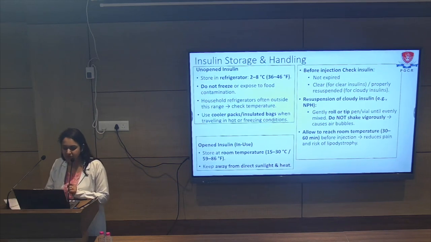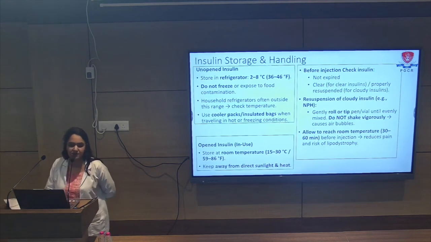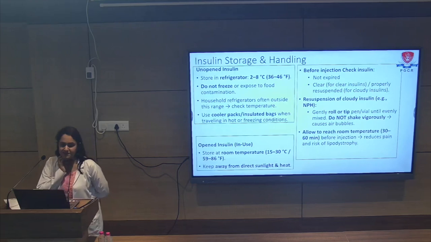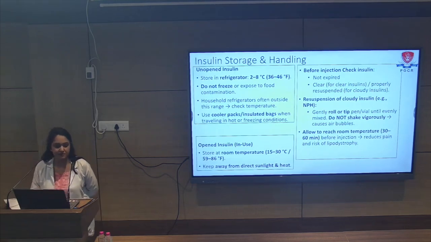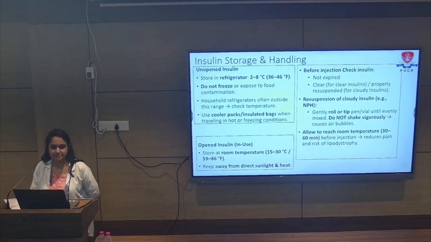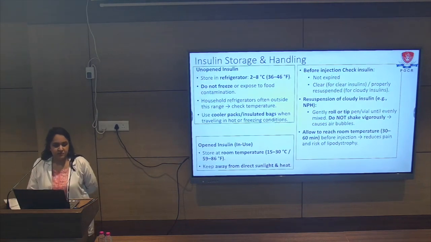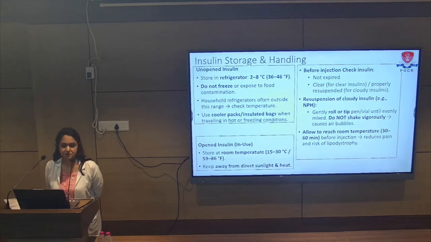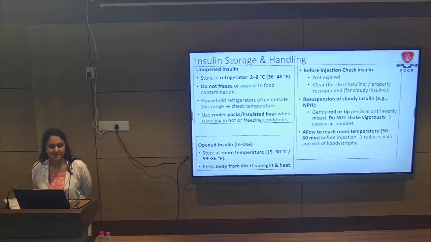Allow the insulin to reach room temperature before injection, as it reduces pain and risk of lipohypertrophy. Again, encourage your staff to take out the insulin from the refrigerator some time before injecting. Otherwise, what happens is whenever the meal comes, you go to the refrigerator, take out the insulin and just inject it. The cold insulin is actually painful. So most of the time when patients say it's causing pain, it's because of the technical issue or the temperature issue. Otherwise, the 4 mm needle does not cause pain. So that's what we need to remember again.